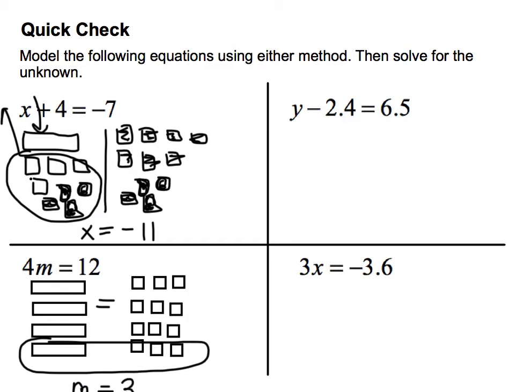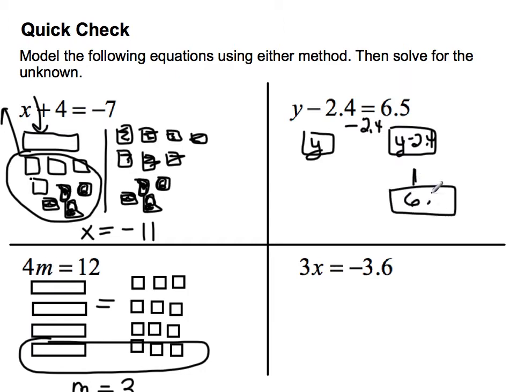Okay. In this one, I'm going to show you using the arrow diagram. Here we have y, and then we're minusing 2.4. We're building that left-hand side, so I get y minus 2.4. And then we're done, so that's equal to, we start on the right-hand side now. If I subtract 2.4, then I'm going to add 2.4, and y should equal 8.9. So that's 8.9.